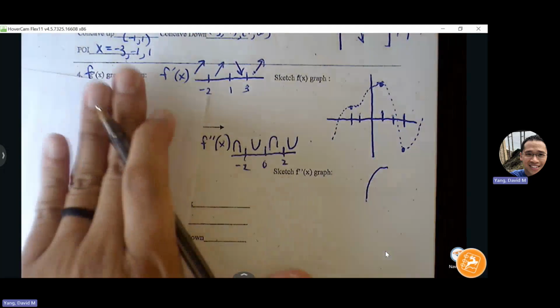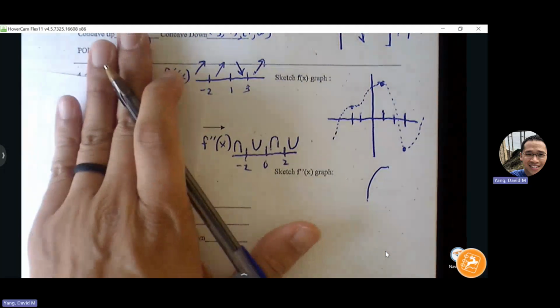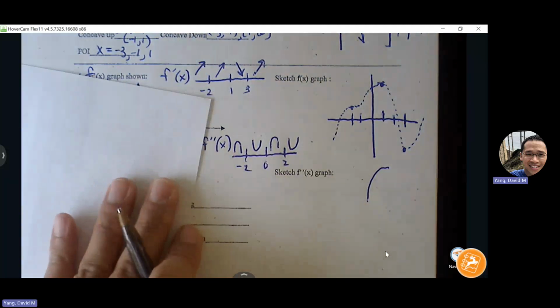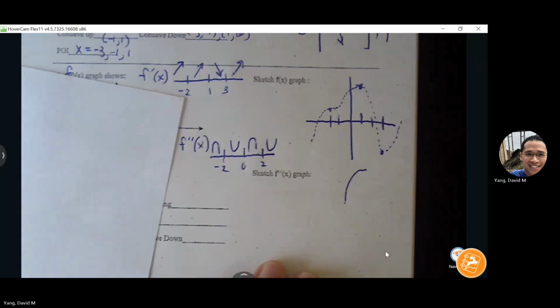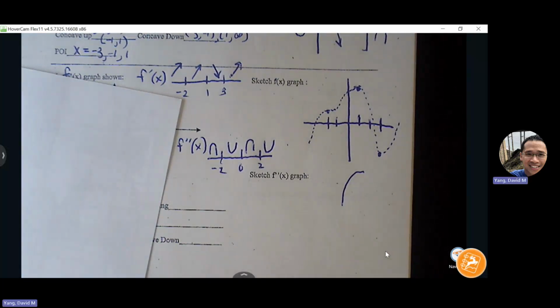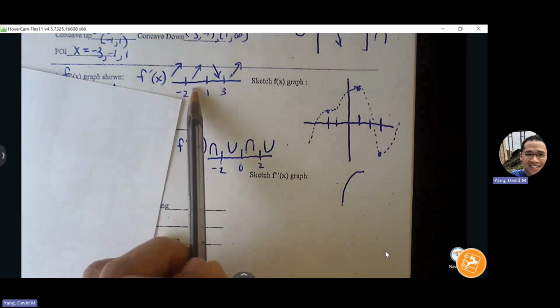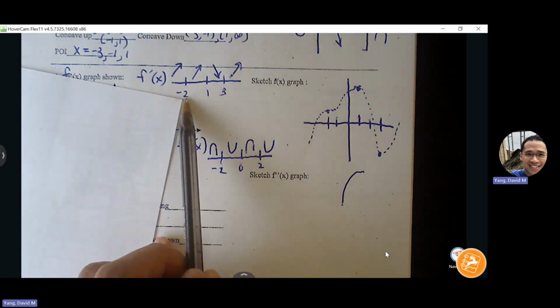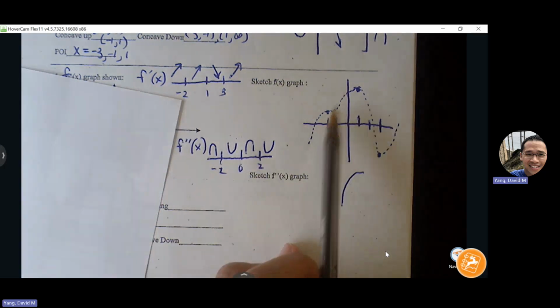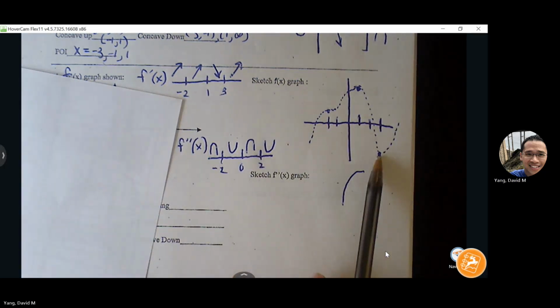Okay. Cover up your f prime graph. Don't look at your graph anymore. Why is it horizontal at -2? Because what's happening at -2? There's a slope of what? Slope 0. So it's going to flatten out for a moment. Right, slope 0, slope 0, slope 0.